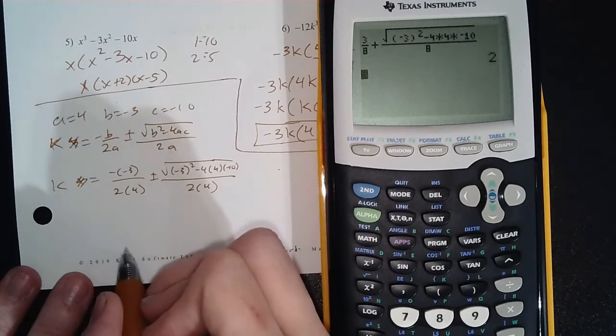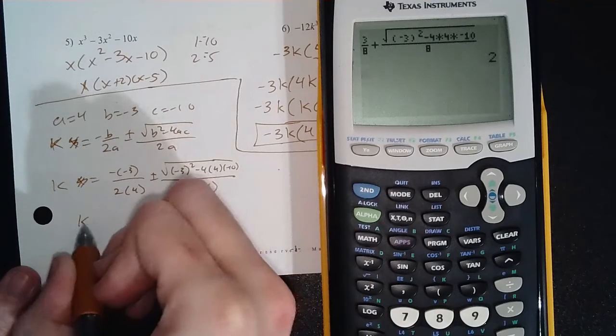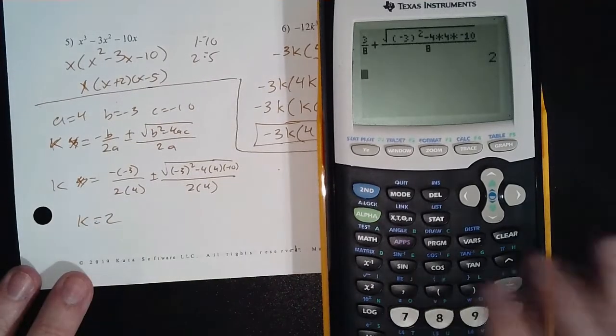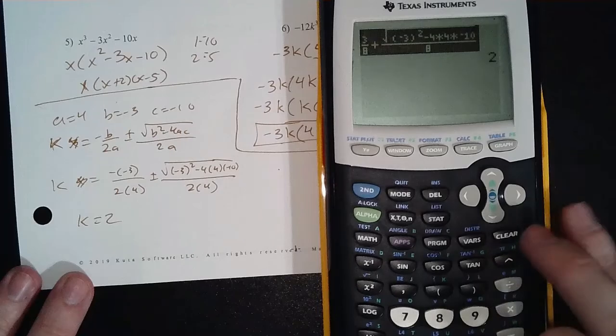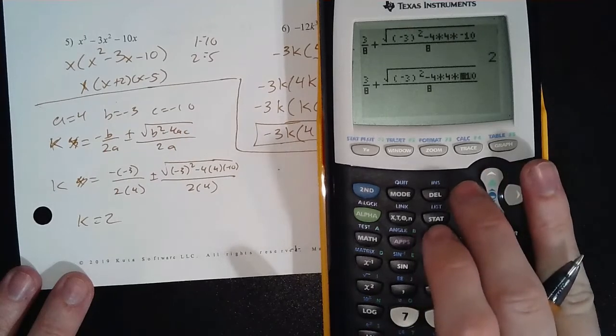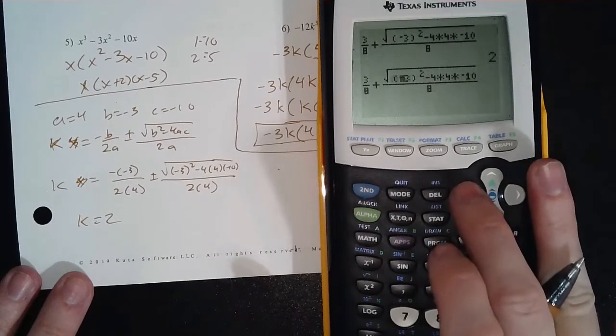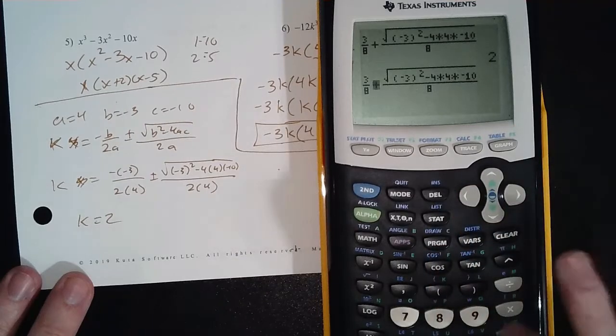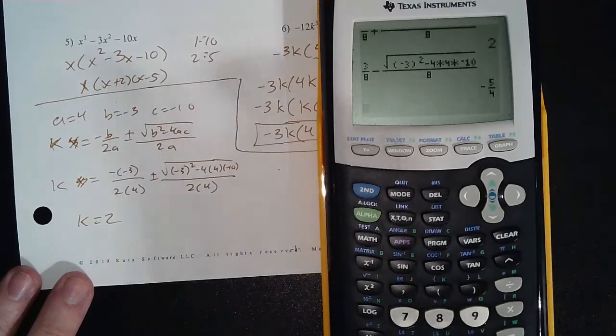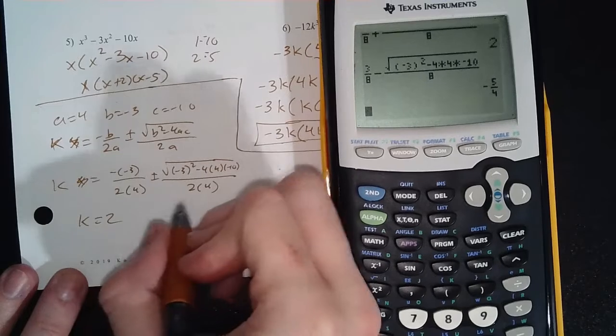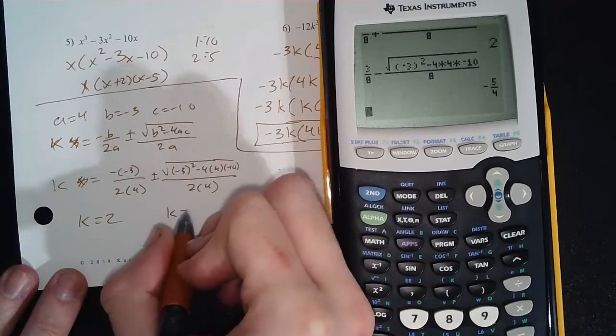All right. Anyways, so we have k equals 2 as one of our answers, and then the other one, we just go back and we highlight this, and we change this plus sign to a minus sign. Took me long enough to get over there. And if we do it right, we'll get k equals -5/4.